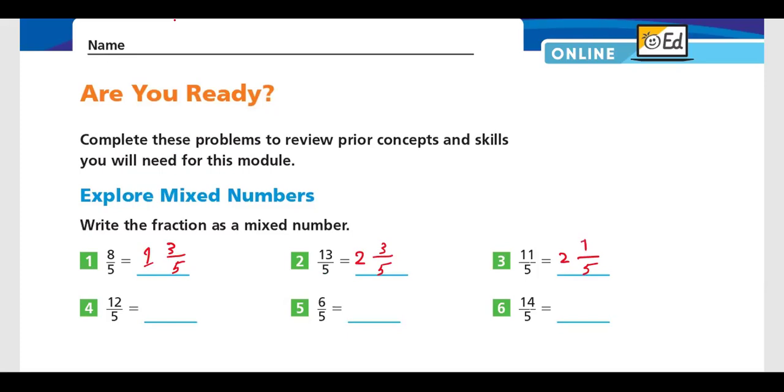The remainder is 1. How many 5s in 12? 2. So 2 times 5 is 10. The remainder is 2. How many 5s in 6? It's 1. So 1 times 5 is 5. The remainder is 1. How many 5s in 14? It's 2. 2 times 5 is 10, and the remainder is 4.